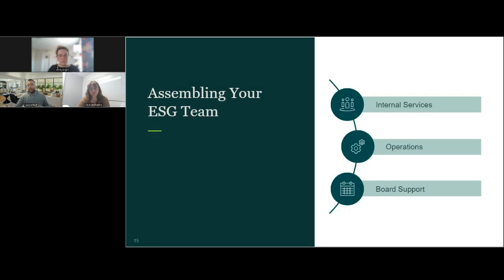So with that, now that we have a high-level overview of what ESG is and why it's so important, I'd like to pass things over to Colleen to talk about how you can go about starting and implementing a strategy for ESG.